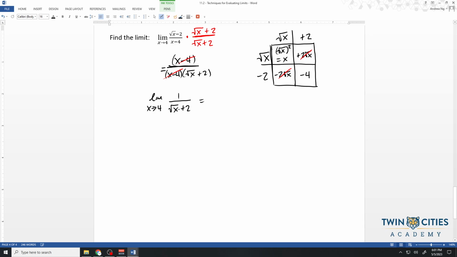Let's go ahead and plug in. So this will be 1 over the square root of 4, and then plus 2. The square root of 4 is 2, so 2 plus 2 on the bottom makes 4, 1/4. So the limit, as x approaches 4, of my original square root of x minus 2 all over x minus 4 is 1/4.